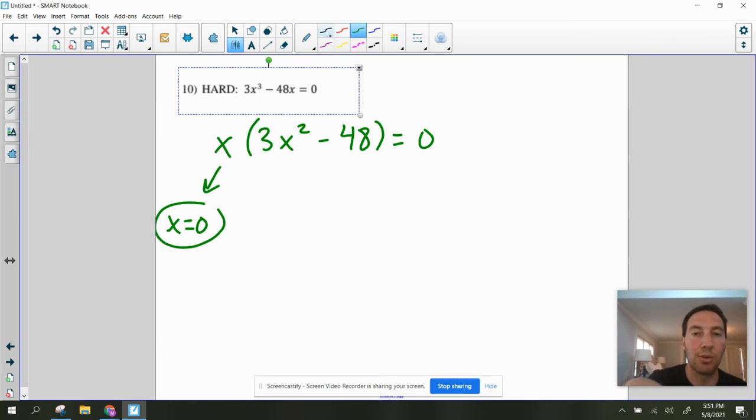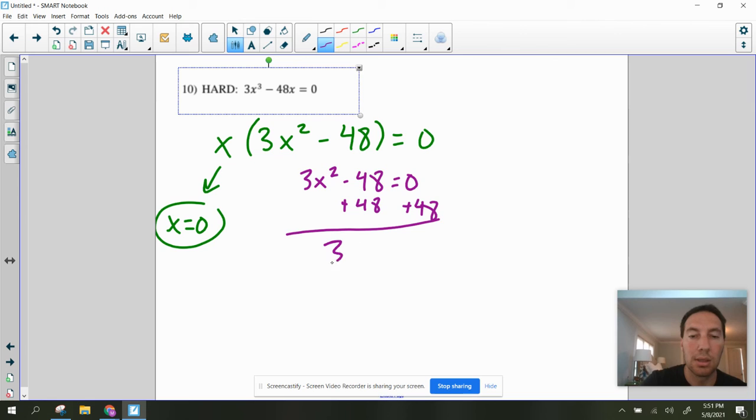Now here, we've got a little work to do. We're going to say 3x squared minus 48 equals 0. So let's add 48. 3x squared equals 48. All right, let's get rid of that 3 now. Divide by 3, divide by 3. So we get that x squared equals 16.